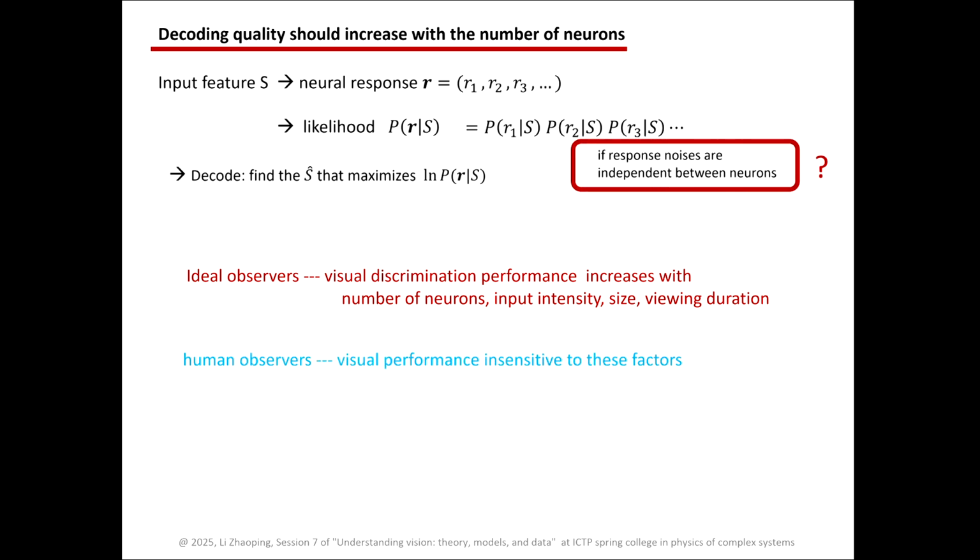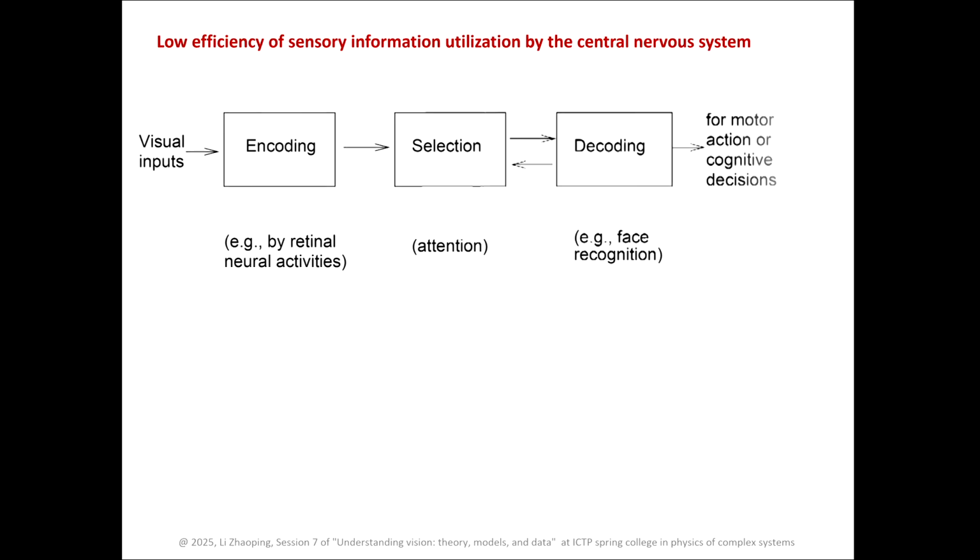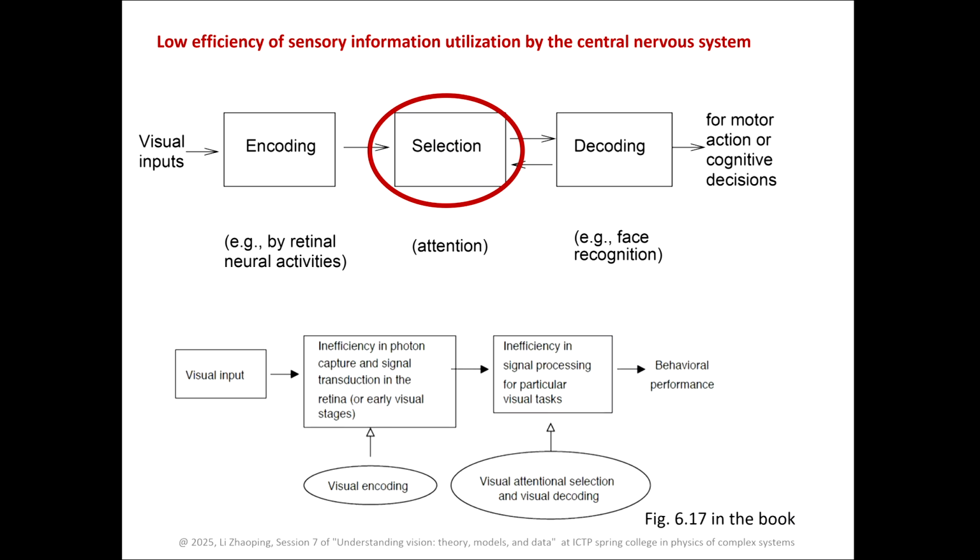And you may ask whether this is because neural response noises are actually correlated. However, the noise correlation in the real brain is far too weak to explain this huge difference between the ideal and human observers. Such low efficiency in utilizing the sensory information reflects that our visual system is limited by the selection stage in this three-stage framework of vision. Input is first encoded, in particular by the retina, and this encoding stage has its own limitations. However, the serious inefficiency is in the attentional selection stage in the central brain.